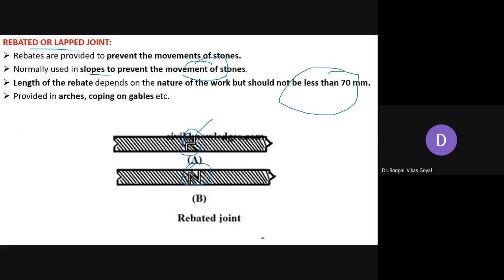Generally it is provided on arches, copings, and gables, etc. A gable is a sloping roof, and in arches also some curve would be there. To prevent the movement of such stone, generally at the curves or on the sloping side, such rivets will be useful to prevent the movement of stone.